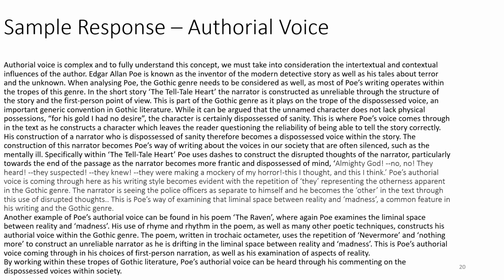This is Poe's way of examining that liminal space between reality and madness, a common feature in his writing and the Gothic genre. Another example of Poe's authorial voice can be found in his poem The Raven, where again Poe examines the liminal space between reality and madness. His use of rhyme and rhythm in the poem, as well as many other poetic techniques, constructs his authorial voice within the Gothic genre. The poem, written in trochaic heptameter, uses the repetition of "nevermore" and "nothing more" to construct an unreliable narrator as he is drifting in the liminal space between reality and madness.